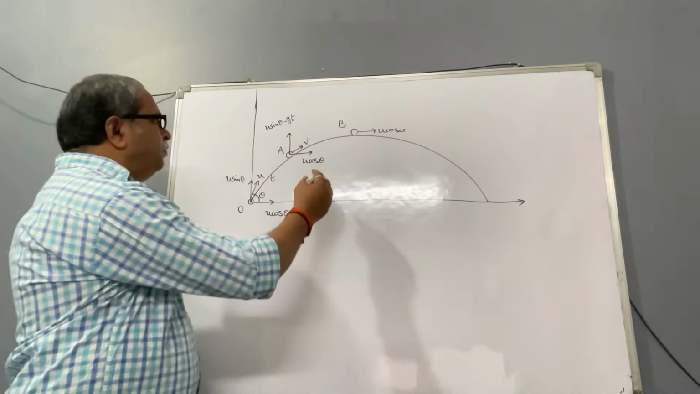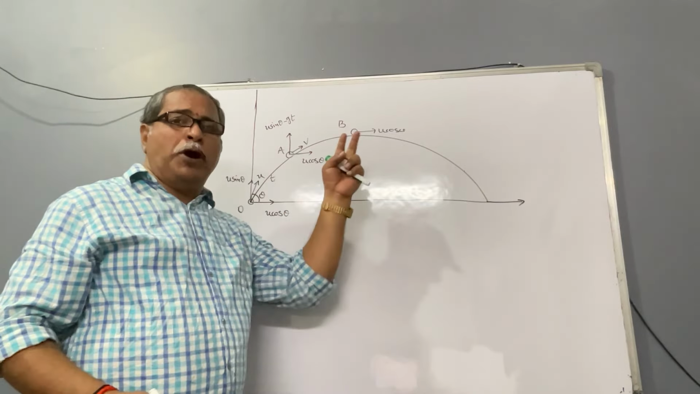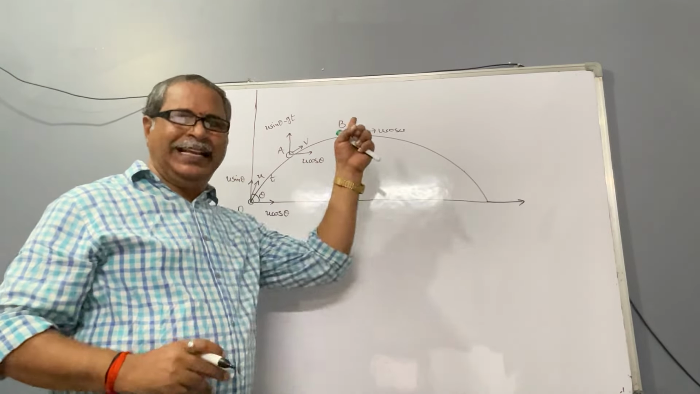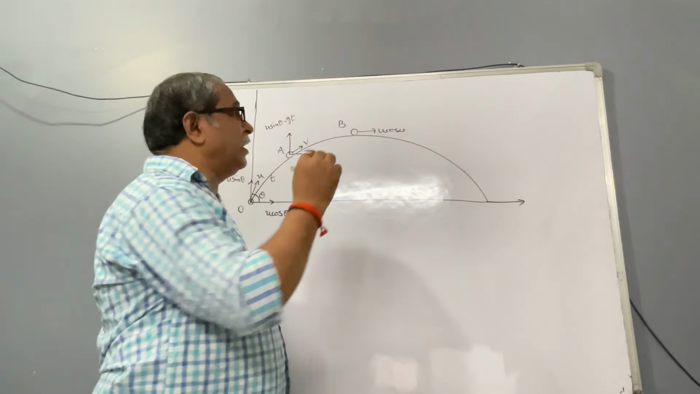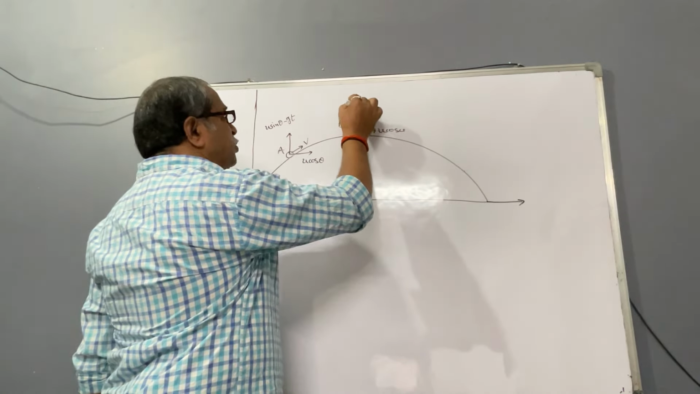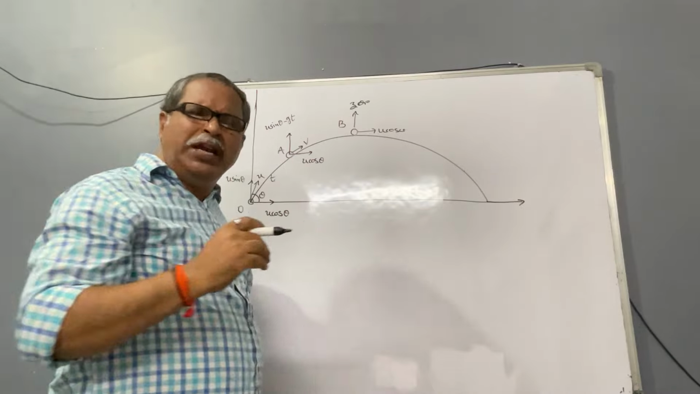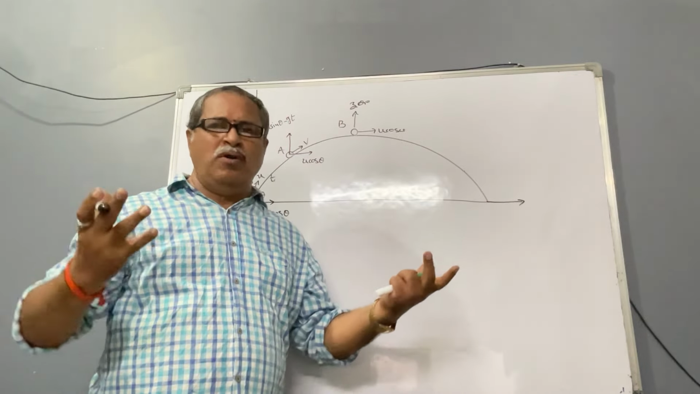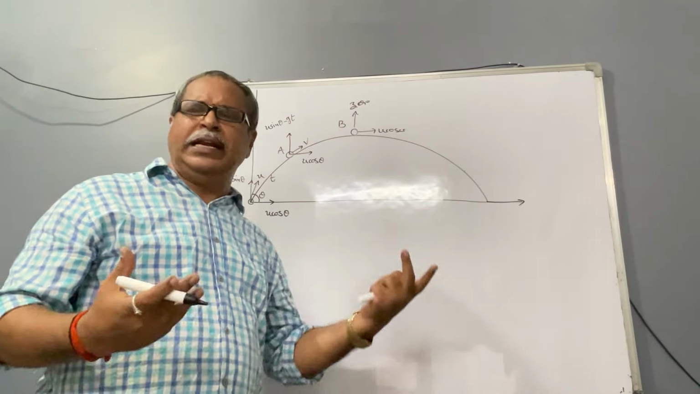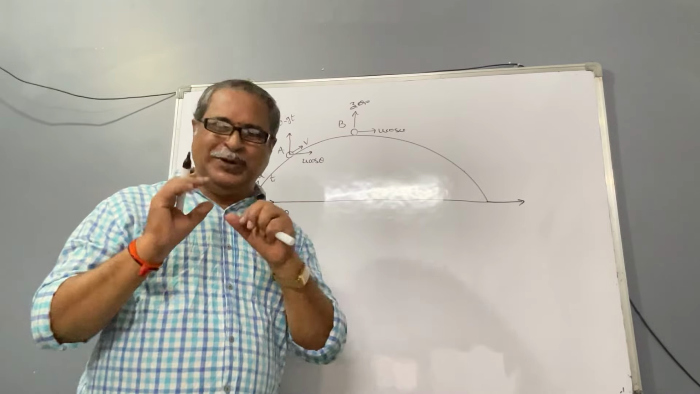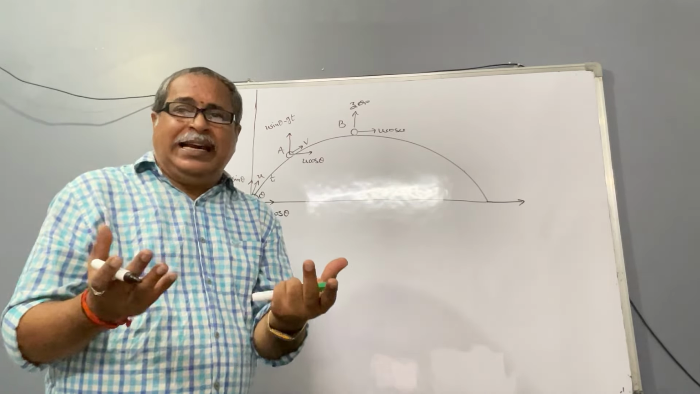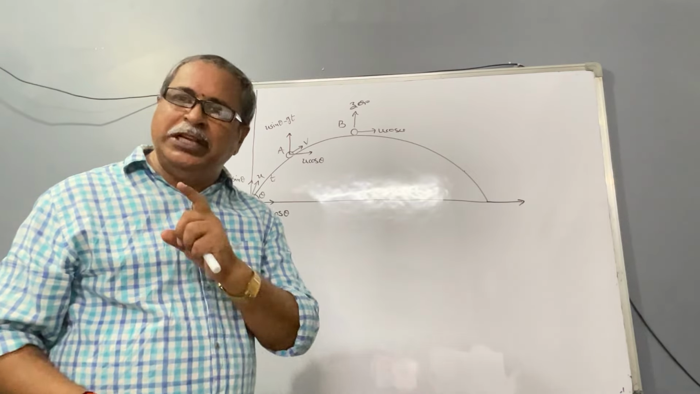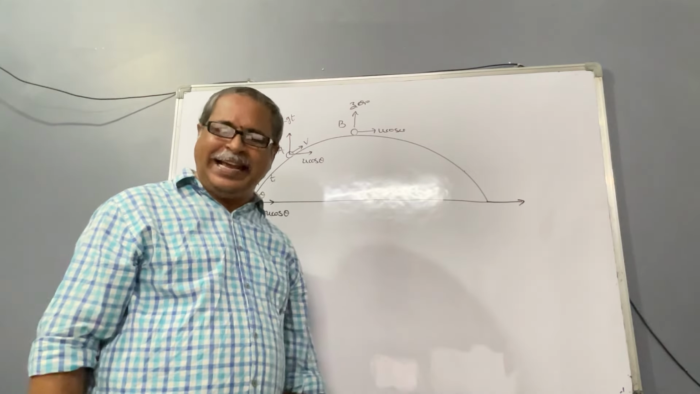Now, let us discuss the highest point. Our focus is the highest point. At the highest point, velocity is u cos theta, but vertical velocity is 0, because the body cannot go further in the vertical direction. So in the vertical direction at the highest point, velocity is 0. So what is the velocity of a projectile at the highest point? You should mention u cos theta along the x-axis direction.